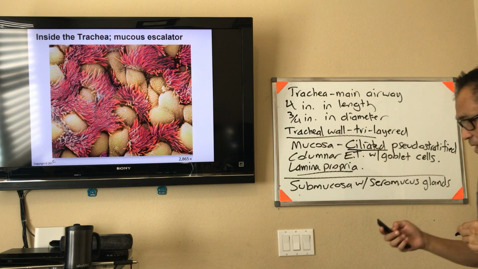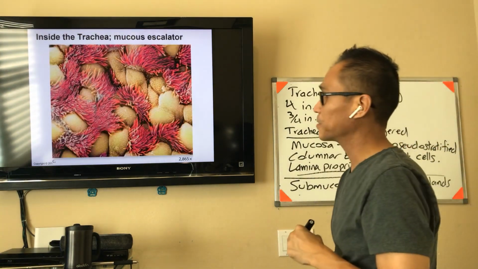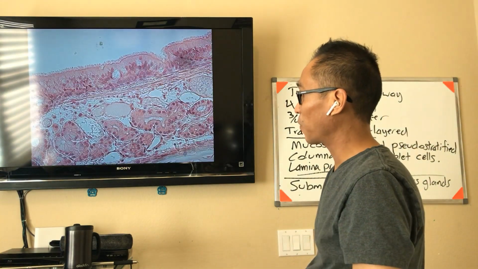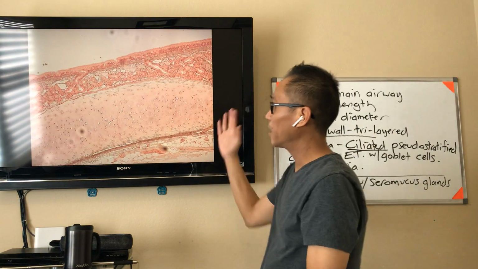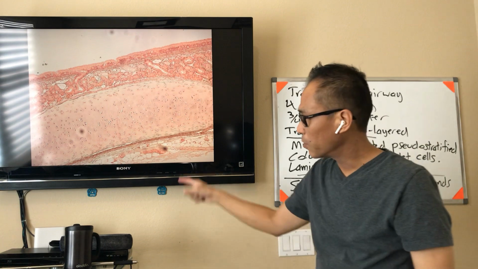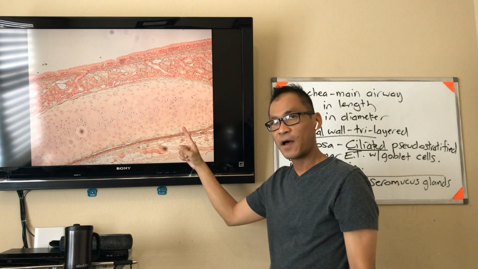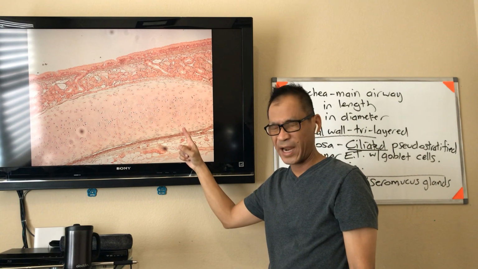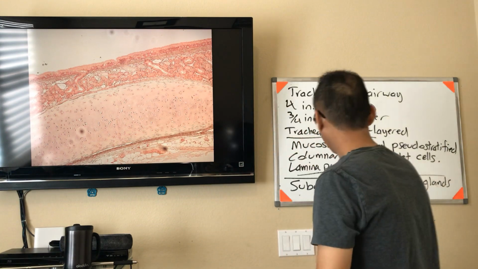And the last thing for adventitia, the only thing I really emphasize is, sorry to go back and forth like this, the big hyaline cartilage of the adventitia. There's other tissues there, but just focus on the hyaline cartilage of the tracheal ring for the adventitia.